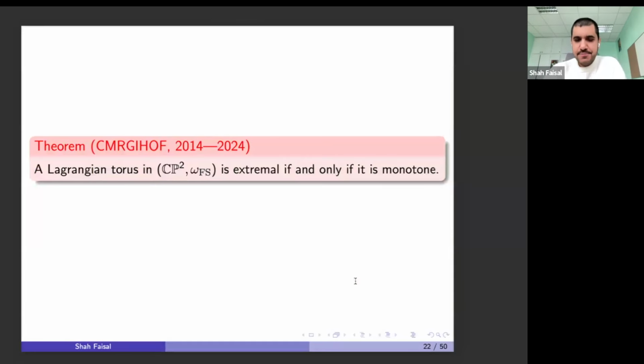The third conjecture is actually true only for CP2. It's known to be true for CP2, not only. Different people in the last 10 years have done some work, and if you put that work together, it gives a proof of this. So in CP2, extremal tori are precisely monotone.